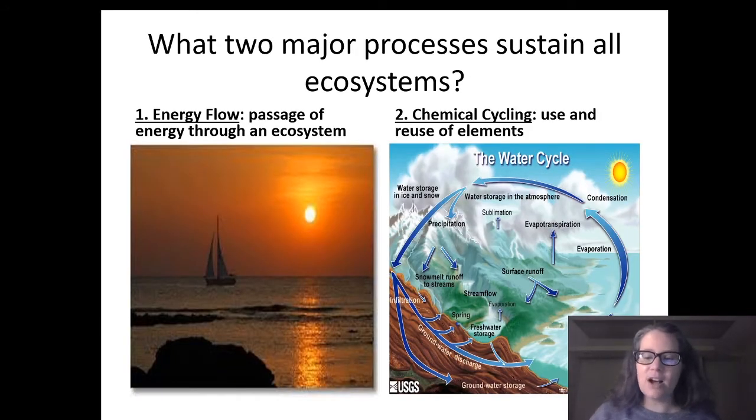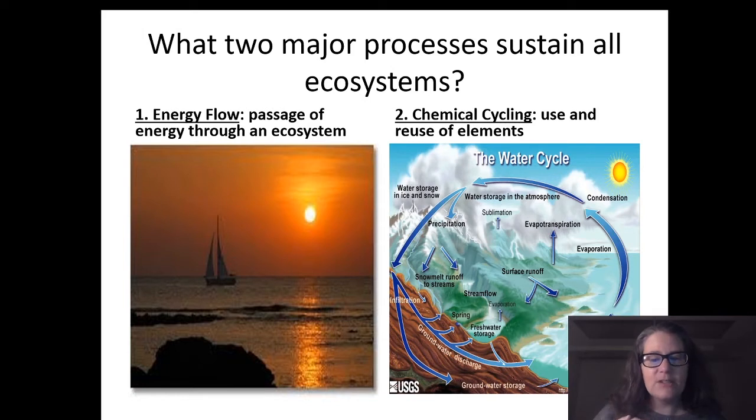So today I want to talk a little bit about some things that sustain ecosystems. These are processes that sustain or keep our ecosystems running. If we were to lose these items, then our ecosystems wouldn't be able to function anymore. So the first thing that is required for an ecosystem is energy flow. Energy is required. We're going to use that word flow very specifically. And the second thing is chemical cycling.